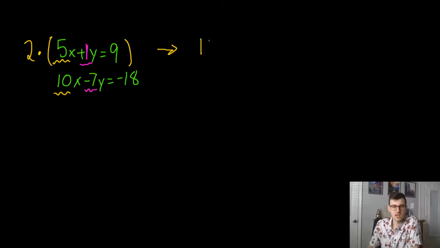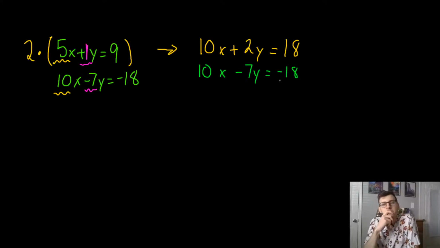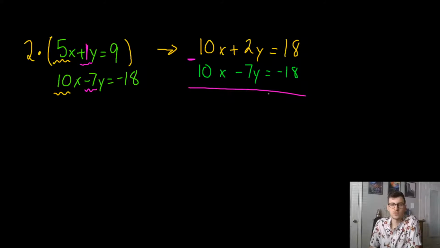That would give me 10x plus 2y equal to 18. And then, of course, I still have my old equation. Let's just write it over here. 10x minus 7y equals negative 18. That's looking pretty good because I have 10 and 10 right here. Now, remember what I said last time, sometimes you might need to subtract. In here, in order to get 10x and 10x to 0, I do need to subtract from both sides. So I do need to subtract these two equations.